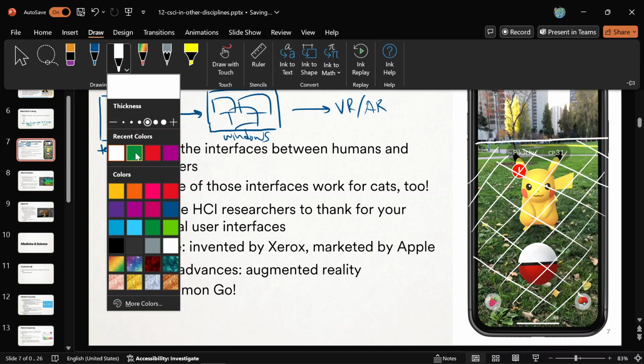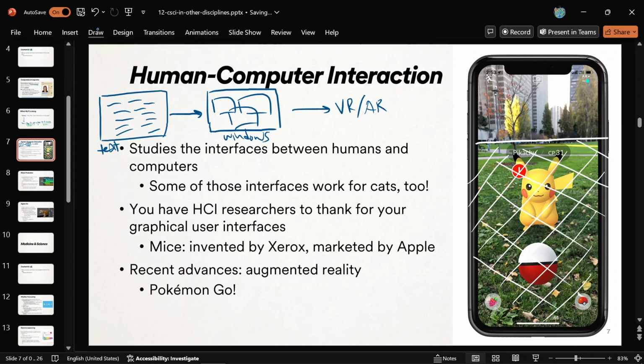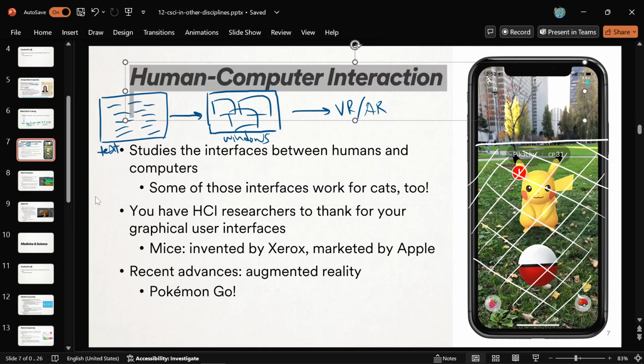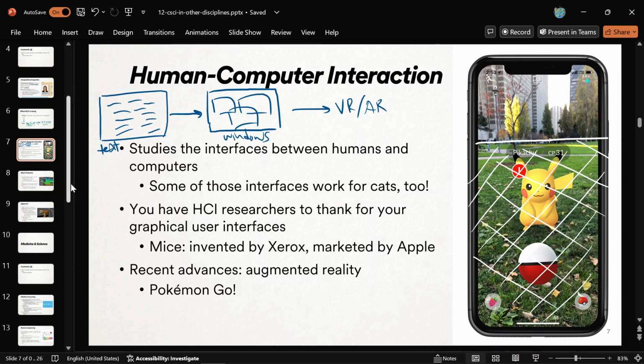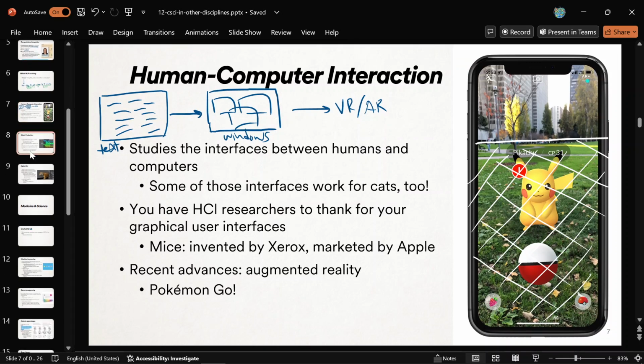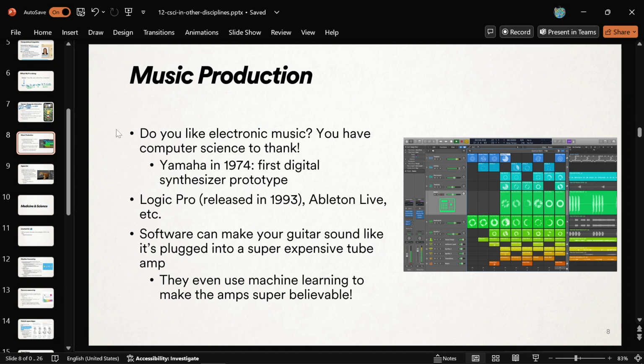And so that may be where we're headed as far as interacting with computers is concerned. And if you're interested in that kind of stuff, study this topic, human-computer interaction. All right. So that's fun examples today, I would say. And now let's get to art.